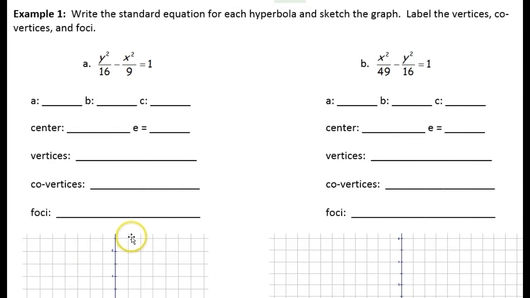In this video, I will show you how to write and graph the standard form equation of a hyperbola. And for now, we will leave the center at 0, 0.